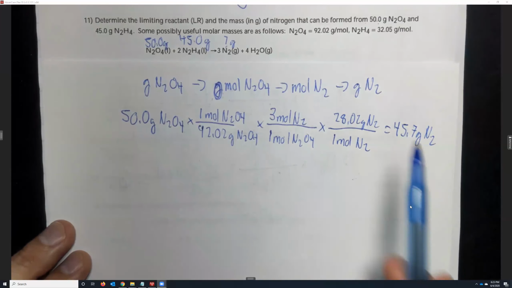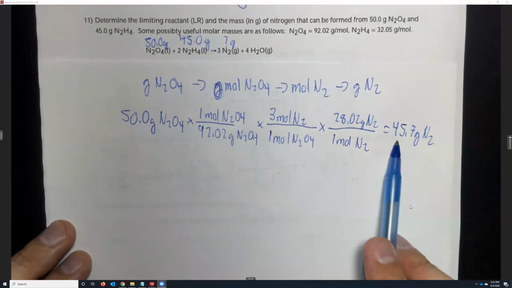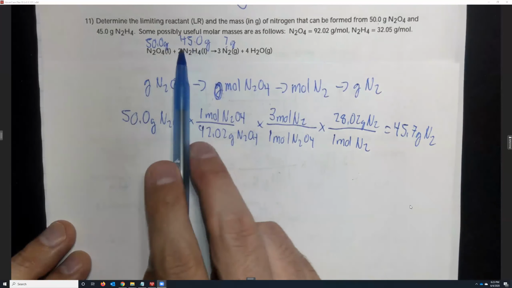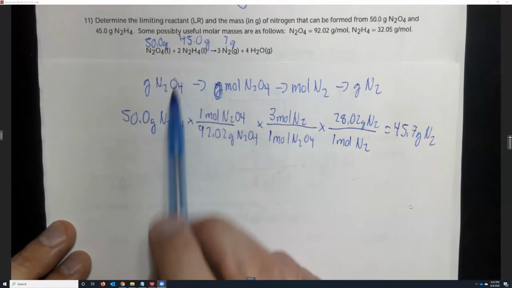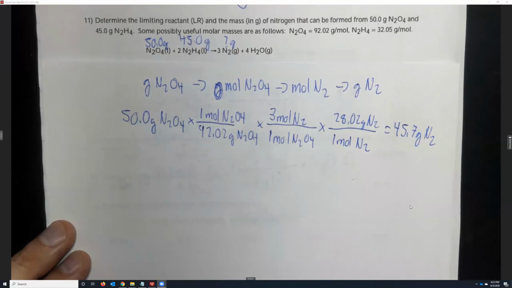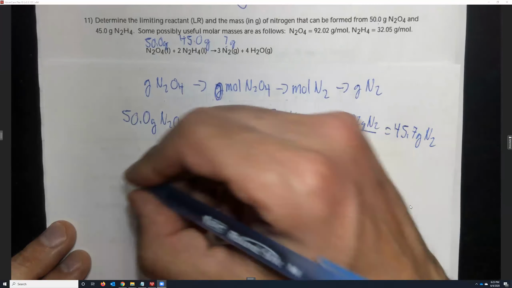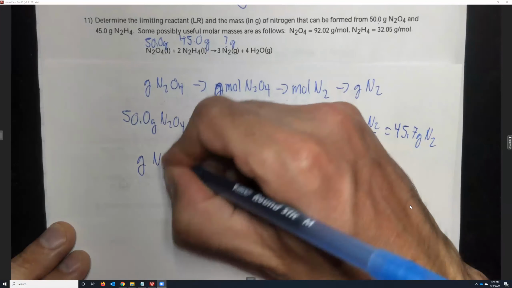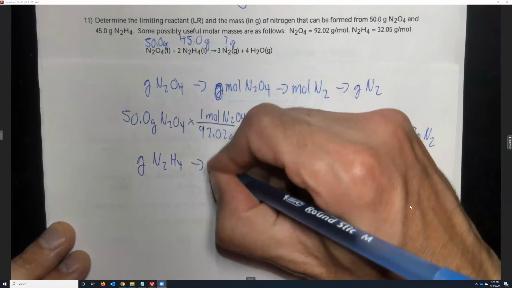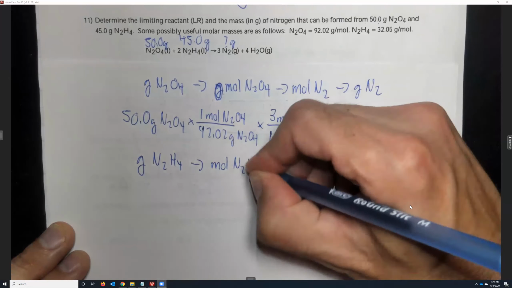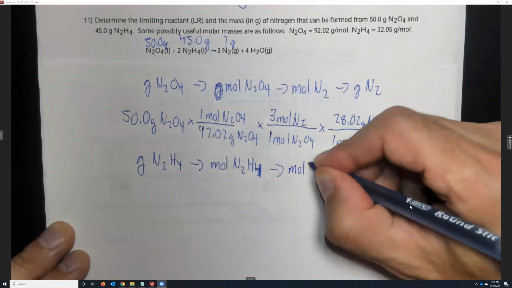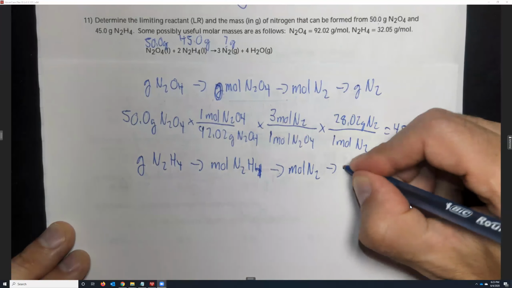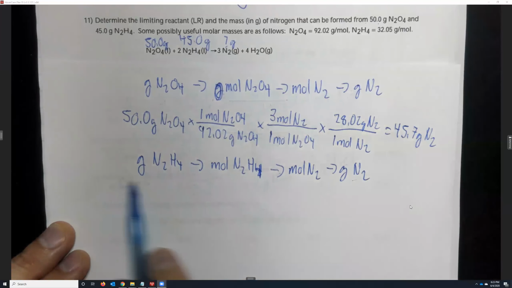Now, the problem is, I don't know if this is how much nitrogen I form because I have this much of the other one. So I need to see if I run out of this first or if I run out of this first. And the only way to do that, unfortunately, is to do all this over again. So in the next case, I want to go from grams of N2H4 to moles of N2H4 to moles of N2, and then finally to grams of N2.